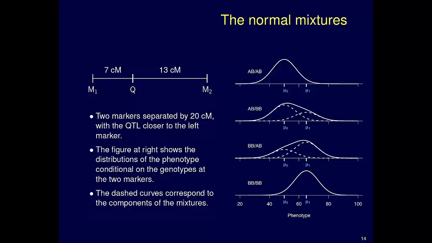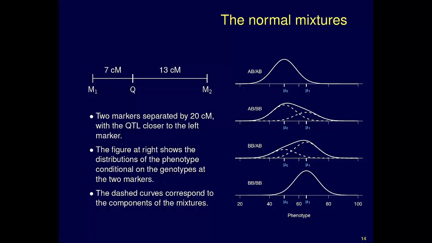Having done that, that's the first part of this interval mapping method. The next thing is using that to do a test of association between genotype and phenotype where you don't know anybody's genotype at the QTL position, you just know the probability of their genotypes.